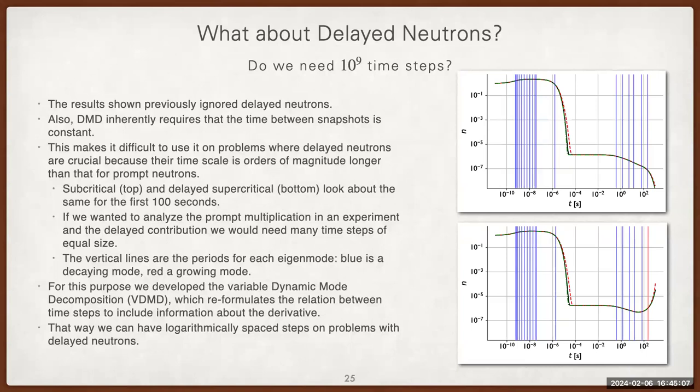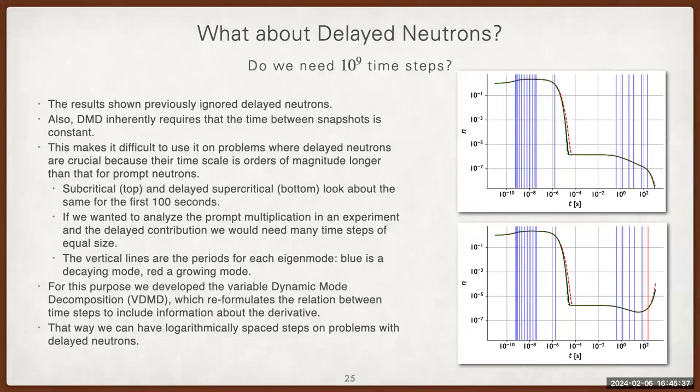So we care about problems that have these very disparate time scales, the prompt neutrons initially and then the delayed neutrons later. You're going to have to take a billion time steps to get it. That would be very hard. These vertical lines are actually the different one over the alpha eigenvalues, the real part. So there are very fast decaying things. The red one is the one positive period, so you have to wait that long to see the growth.